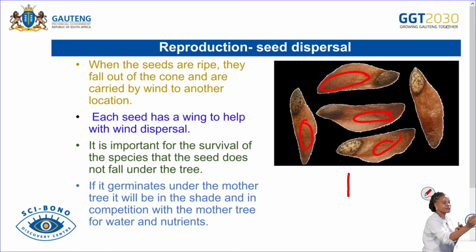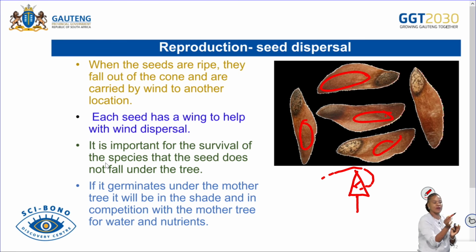In other words, if we are having, let me draw it nicely, if we are having our pine tree here, that seeds, after they have matured on the female cones, what is going to happen, they will be carried away by wind to another location. So they will fall down there. There's no need for them to fall under their mother or under the tree. Why? Because there will be competition.